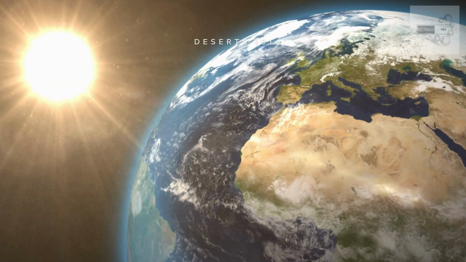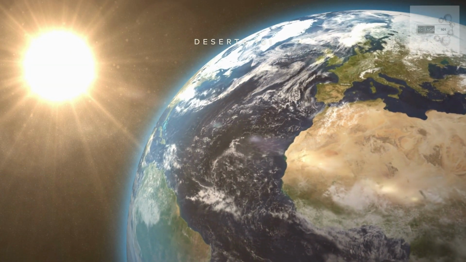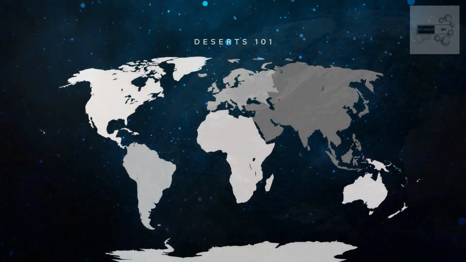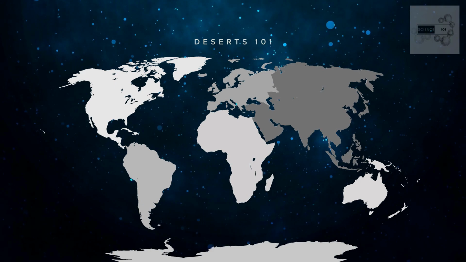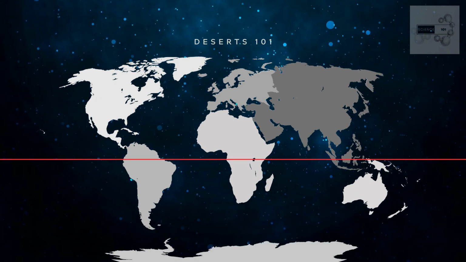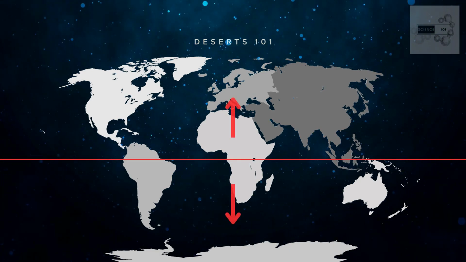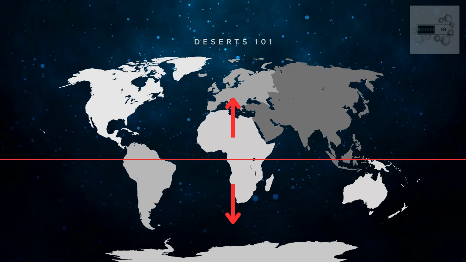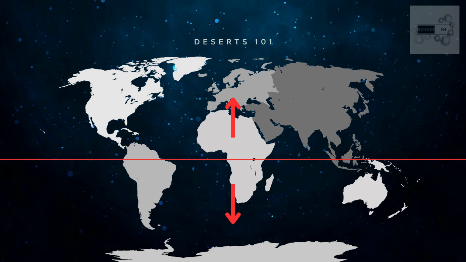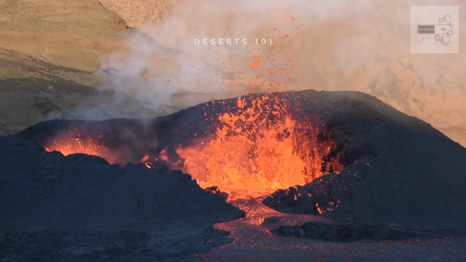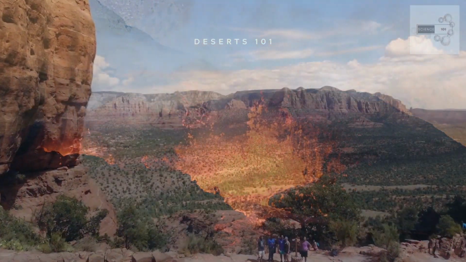The first factor is the global distribution of rain and moisture. The Earth's climate is largely determined by the amount of solar radiation it receives, and this varies depending on the latitude and angle of the sun's rays. Areas near the equator receive the most direct sunlight, and therefore the most heat and moisture. As we move towards the poles, the angle of the sun's rays decreases, and so does the amount of heat and moisture. The Earth's surface is also shaped by geological forces such as tectonic activity, erosion, and volcanic activity.